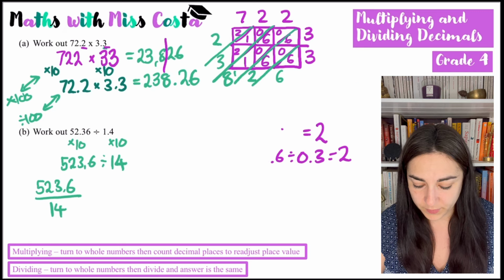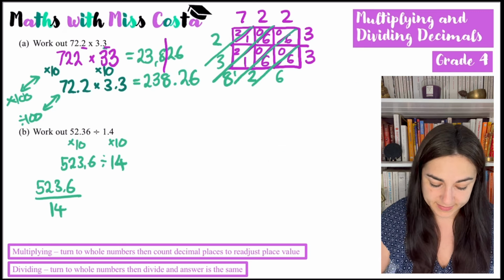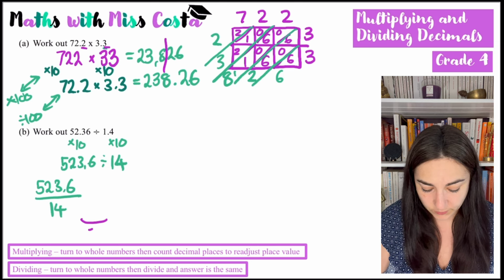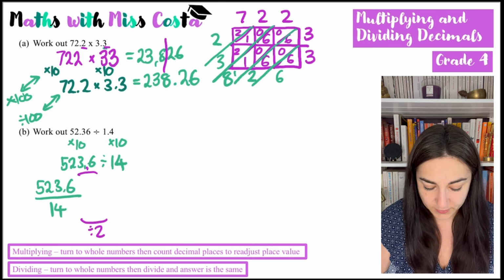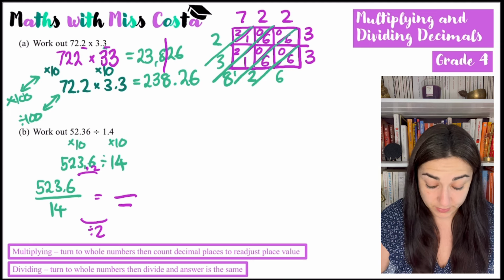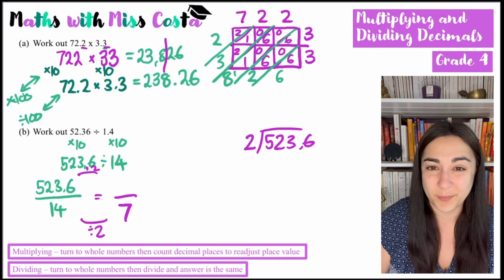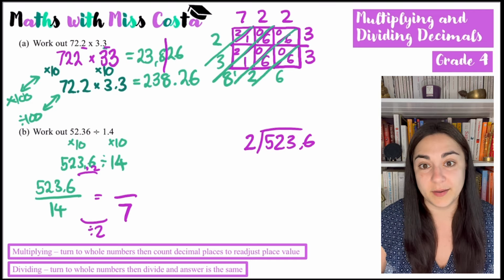You might opt for the more efficient way of just turning it into a fraction, and then you can divide and simplify. So as always, we're going to start by dividing by 2 just to simplify the fraction a little bit. So 14 divided by 2 is 7. And then 523.6 divided by 2, because it's not a straightforward number, we can just use the bus stop method.